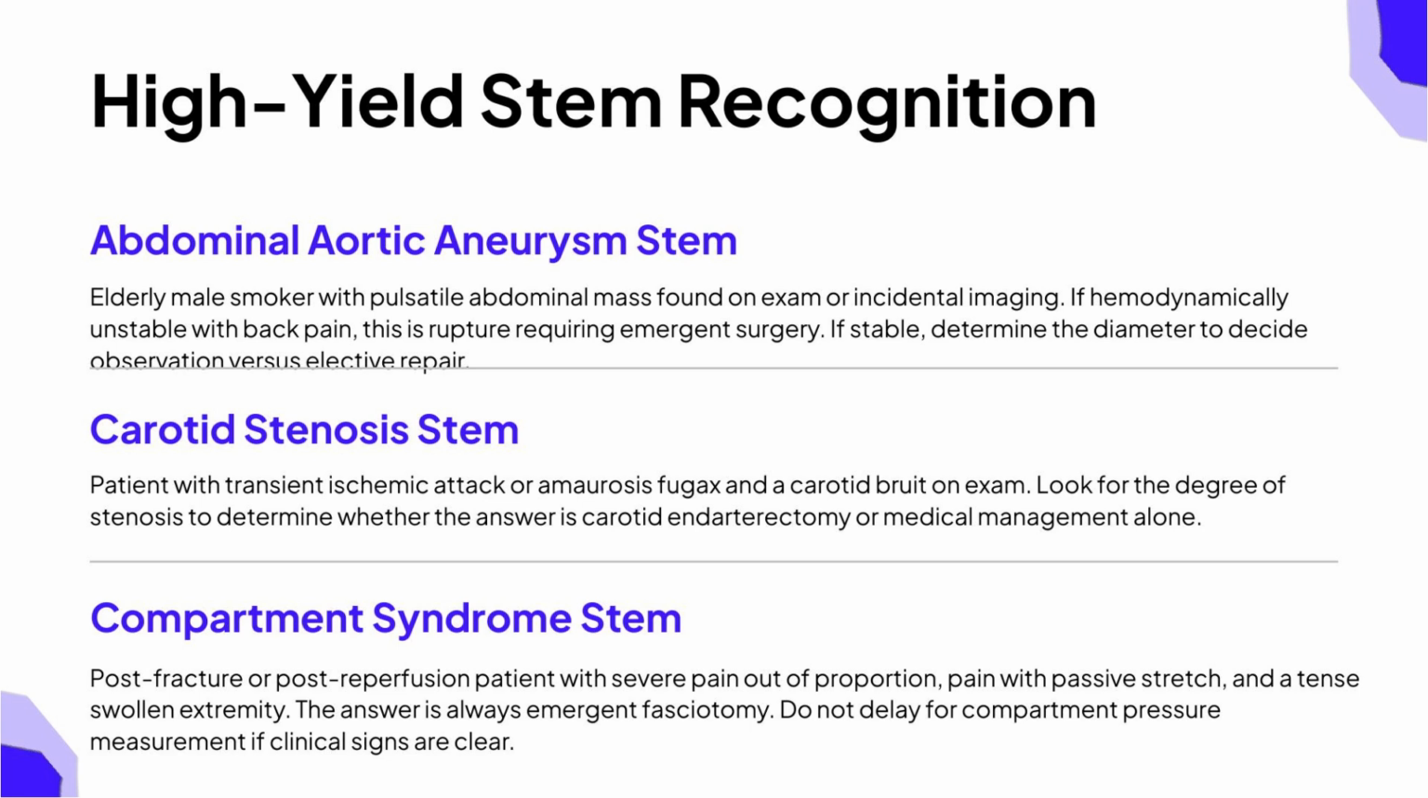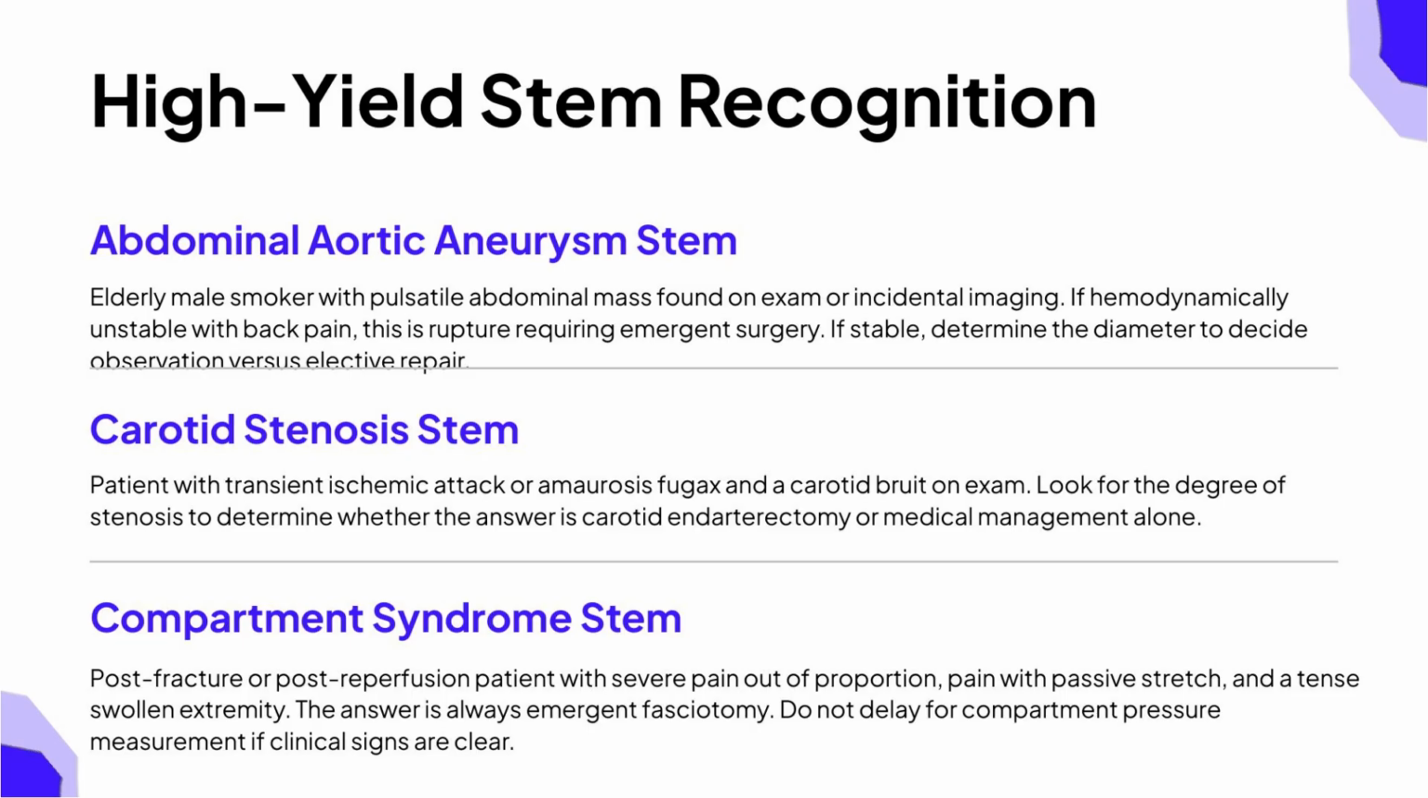For abdominal aortic aneurysm, the classic stem is an elderly male smoker with either a pulsatile abdominal mass on exam or an incidental finding on imaging. If the stem gives you hemodynamic instability and back pain, that is rupture, and the answer is emergent operative repair. If the patient is stable, focus on the diameter to decide between surveillance and elective repair.